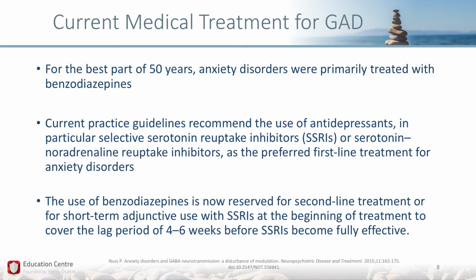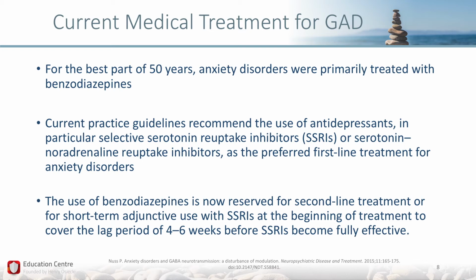But now the benzodiazepines are used more as second line. They still use them, often in that 4 to 6 week period when an SSRI or SNRI is being administered. It takes at least 4 to 6 weeks for it to kick in and have an effect, if it's going to have an effect at all. It's usually that 4 to 6 week time lag. Then you have this period where the patient needs some degree of relief, and that's where benzodiazepines are generally prescribed.